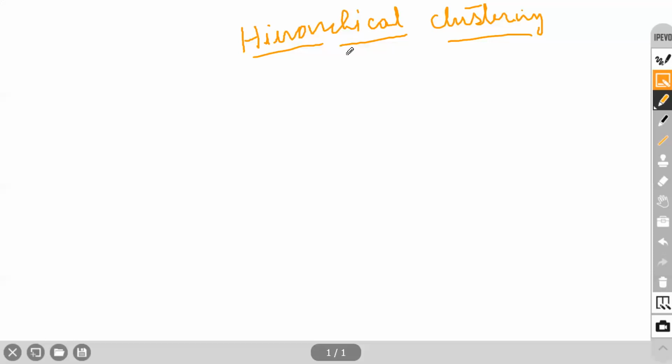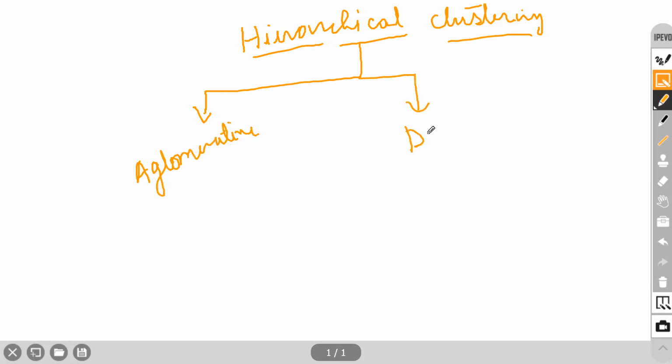In that, there are two methods. One is called agglomerative, spelling may be wrong. And another is divisive. Agglomerative clustering and divisive are the two ways by which we create a hierarchical clustering. Hierarchical means level-wise, we will try to cluster it. We are totally aware of the meaning of cluster. Cluster means group.